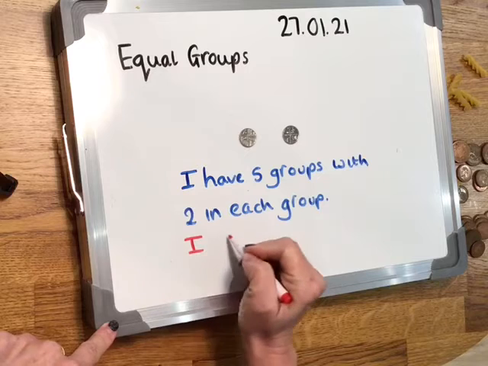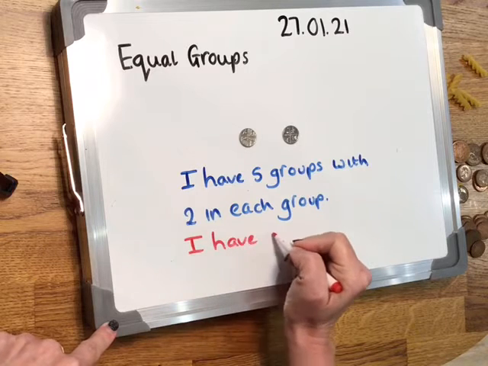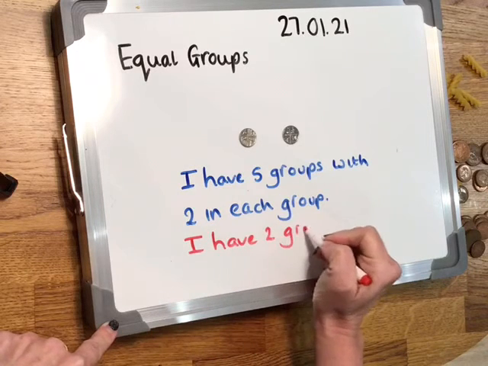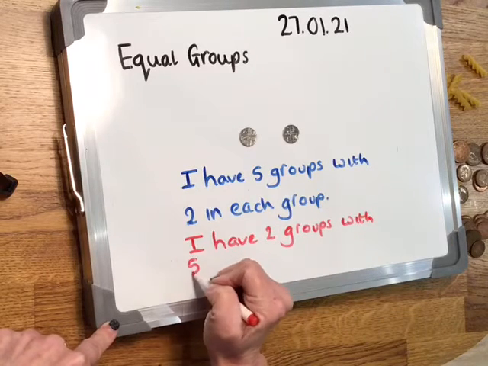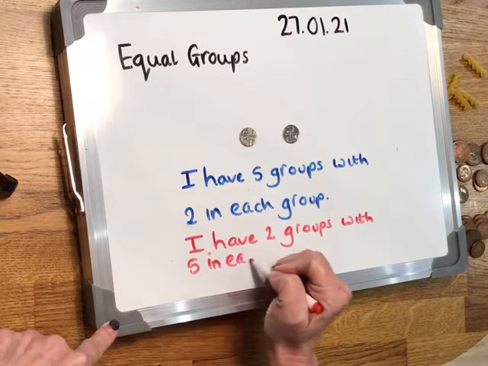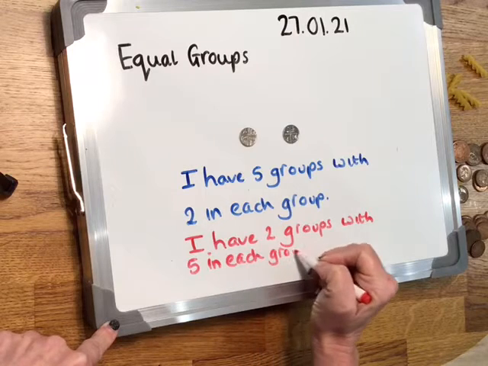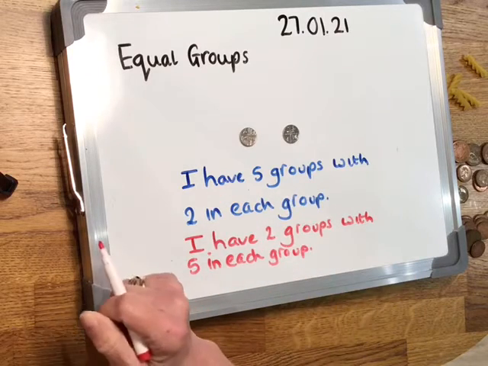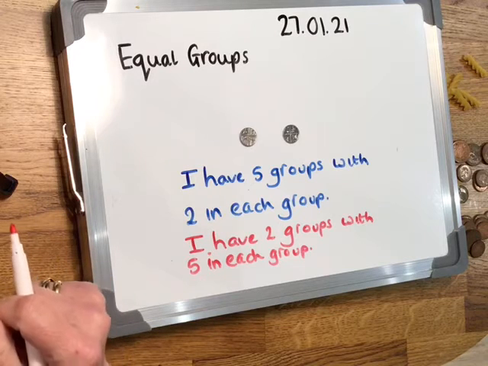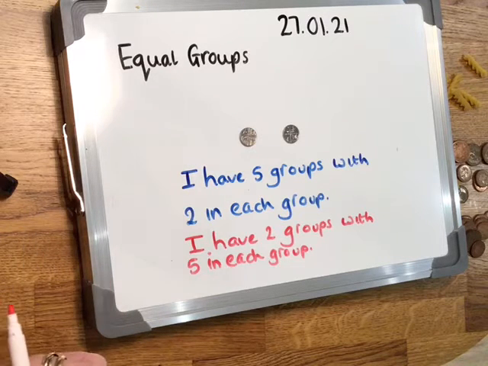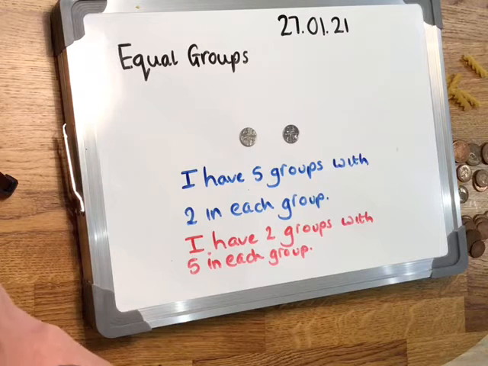So let me write that there. I have 2 groups with 5 in each group. Now, children, it's really important when we're describing our groups that we describe them correctly. So you have to look really, really carefully at the number of groups you've got and how much is in each group. Thank you, Year 2.